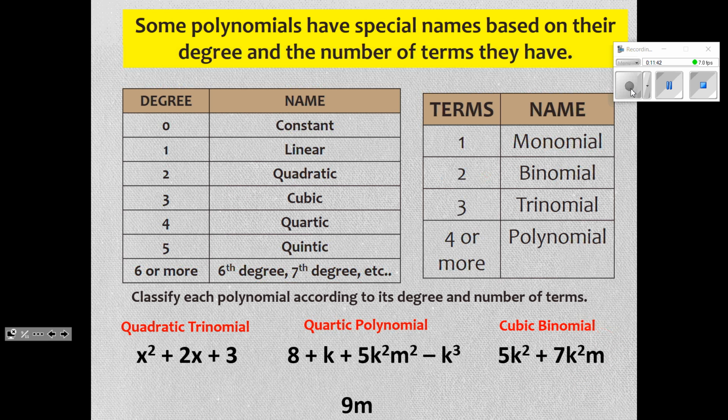In our last example, we have 9m. The degree is 1, and it has only 1 term, so it is a linear monomial. So as you classify polynomials today, you're going to look at the highest degree of each term, name it by its highest degree, and by the number of terms, giving it 2 names.